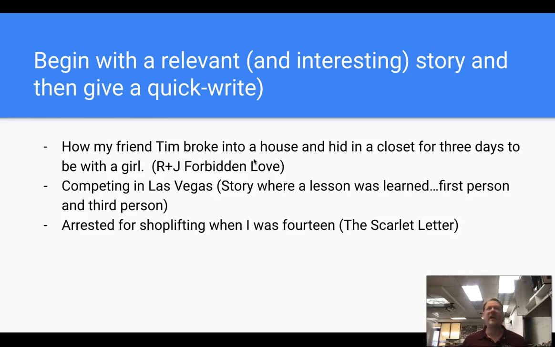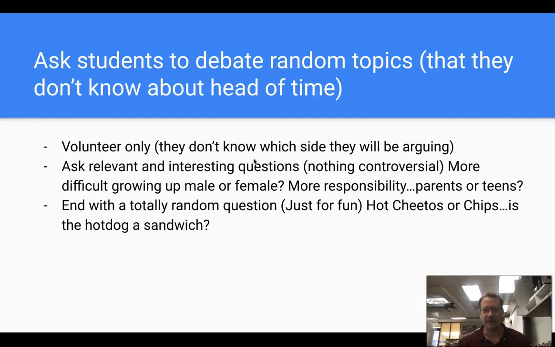And then I talk about what would happen if we were judged based on what we do when we're 14, and I had a big T on my chest, right, to represent Scarlet Letter. So, interesting stories, setting up your quick write that tie into what you're doing.